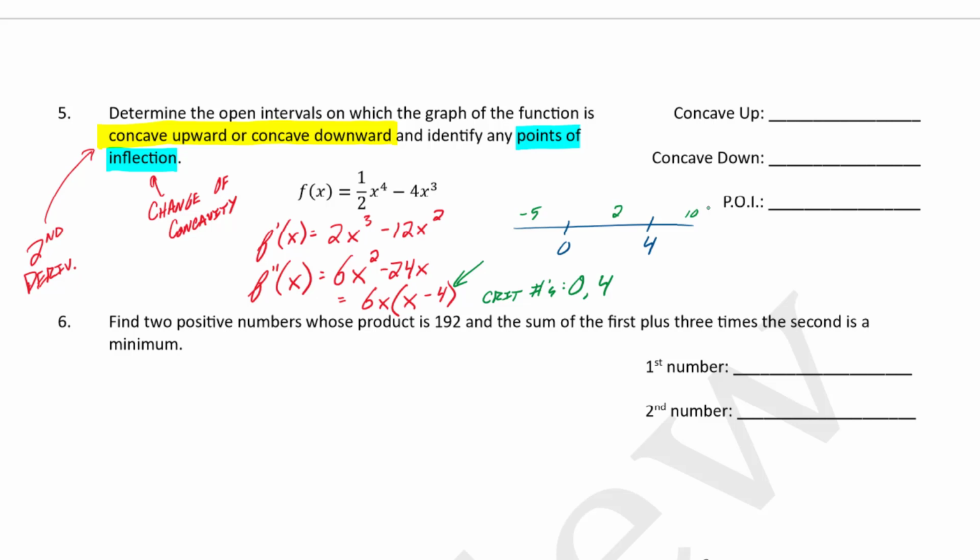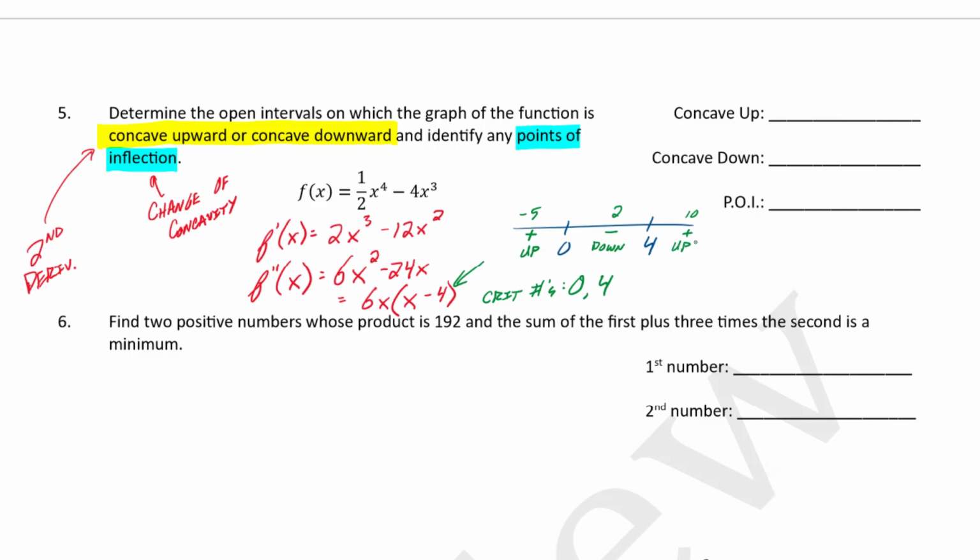So if I plug in negative 5, I'd have a negative number outside, a negative inside the parentheses, so 2 negatives multiplied gives me a positive, so that must be concave up. If I plug in 2, I get a positive number out front, but then a negative number in the parentheses, so that's going to come back negative, so that's going to be concave down. And then plugging in positive 10, I get a positive in front, and then a positive in the parentheses, so that's 2 positives, which stays positive, so concave up.